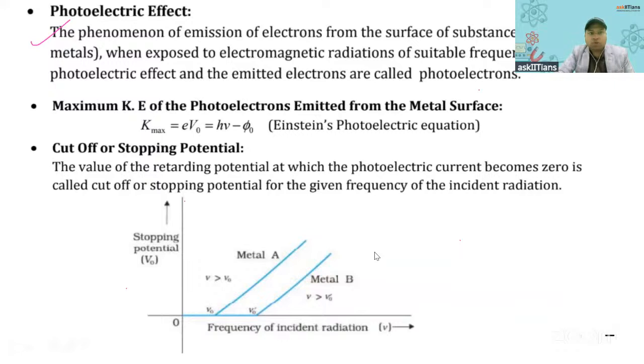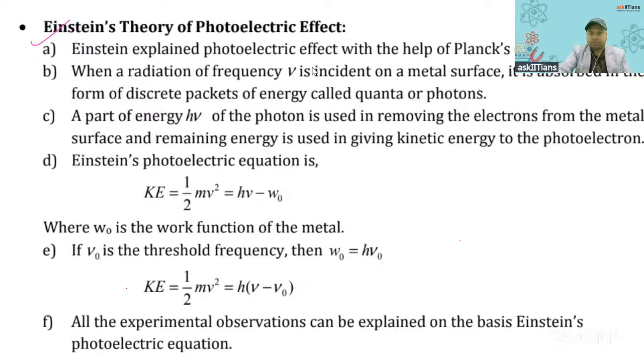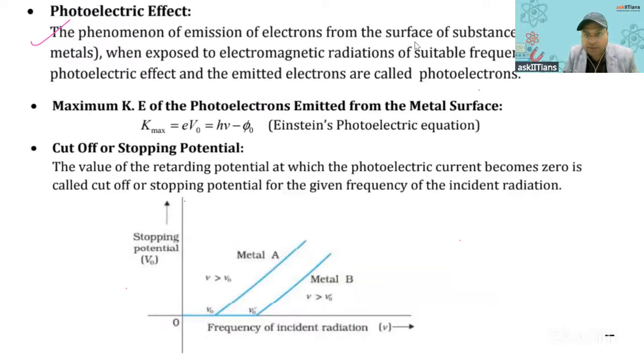Now you see the photoelectric effect. What is the definition of photoelectric effect that might come in your exam? The phenomenon of emission of electrons from the surface of substances when they are exposed to electromagnetic radiations of suitable frequency. What do you mean by suitable frequency? There is a concept of threshold frequency. If a radiation has a frequency below the threshold frequency of a metal, then the electrons will not get ejected. The photoelectric effect will not take place. That is the concept of threshold frequency or threshold wavelength.